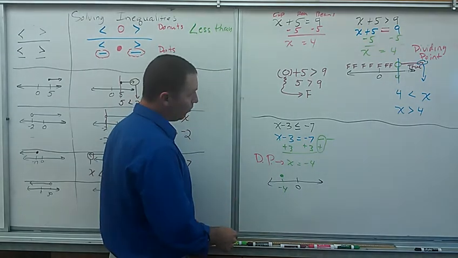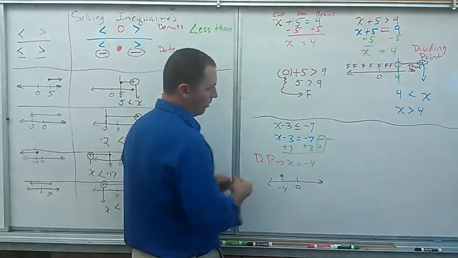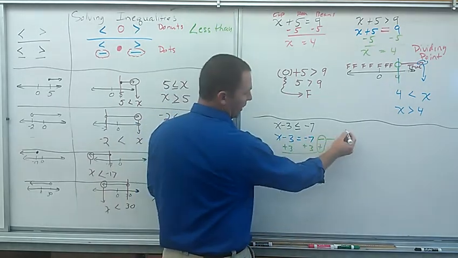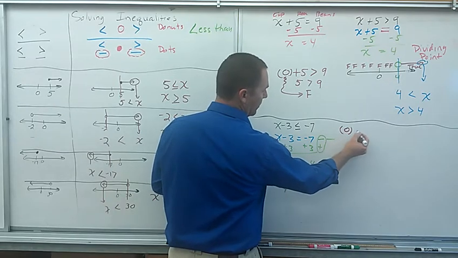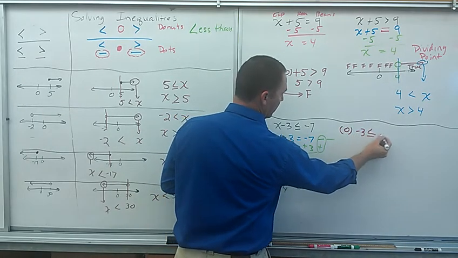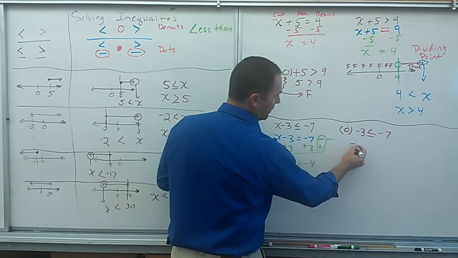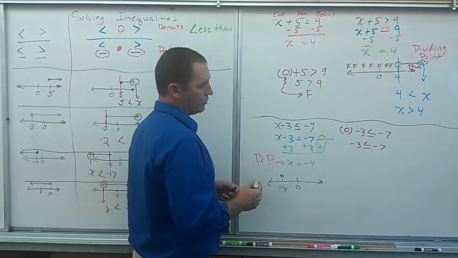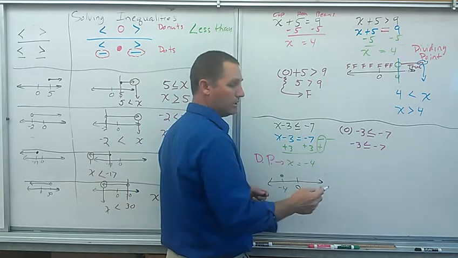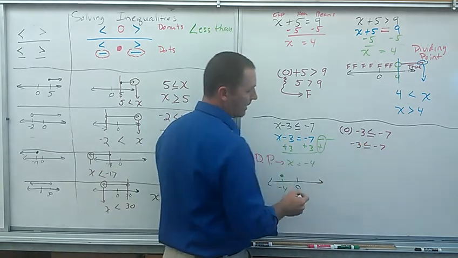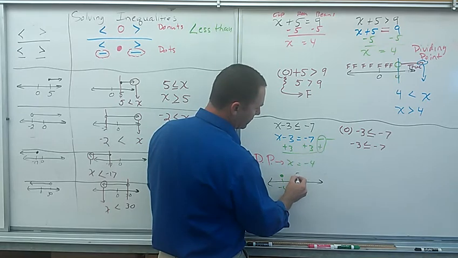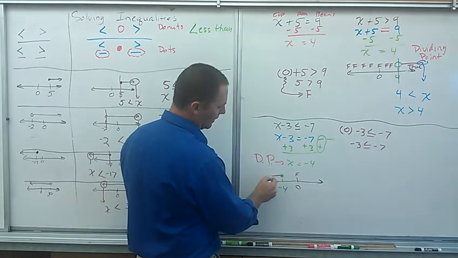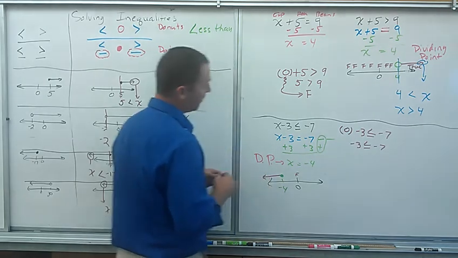And now I got to figure out which way to put my arrow. So I do that by doing a subproblem. So I come back to my original equation and I say 0 minus 3 is less than or equal to negative 7. Negative 3 is less than or equal to negative 7. And that's true. Negative 3, excuse me, no it's not. Negative 3 is not less than negative 7. So this is false, which means everything is false. So that means the line goes in that direction.